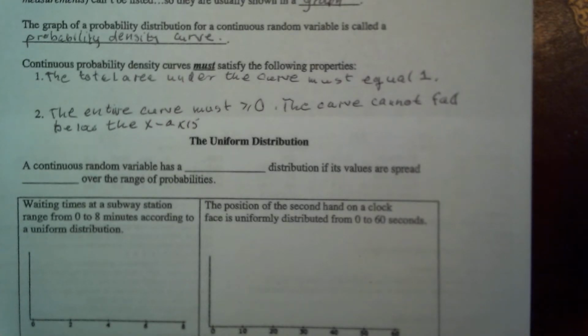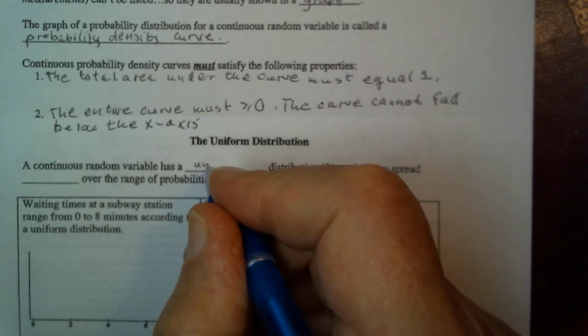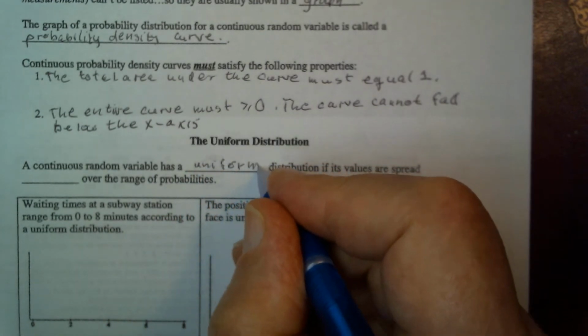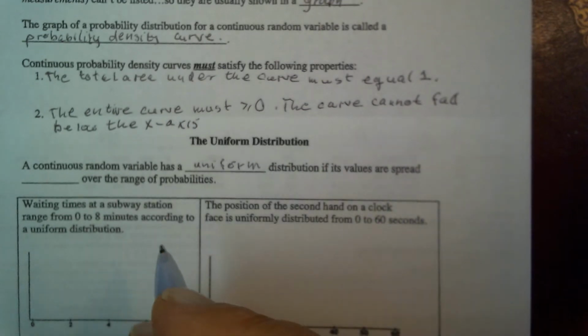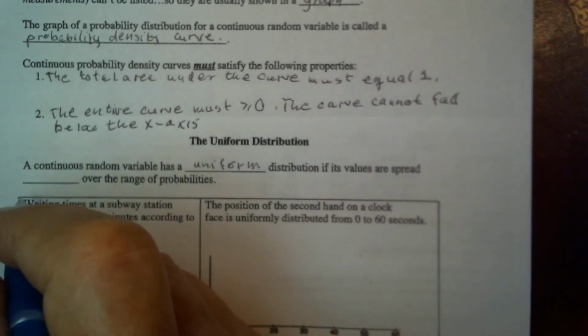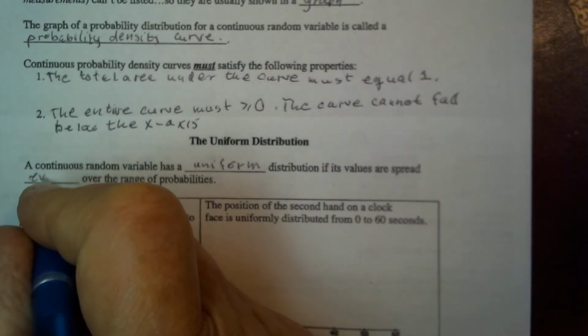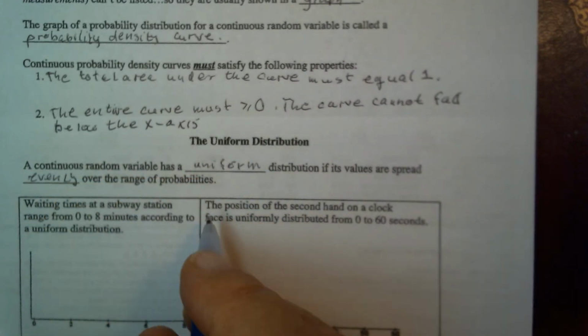So first let's talk about the uniform distribution. A continuous random variable has a so-called uniform distribution if its values are spread evenly over the range of probabilities.